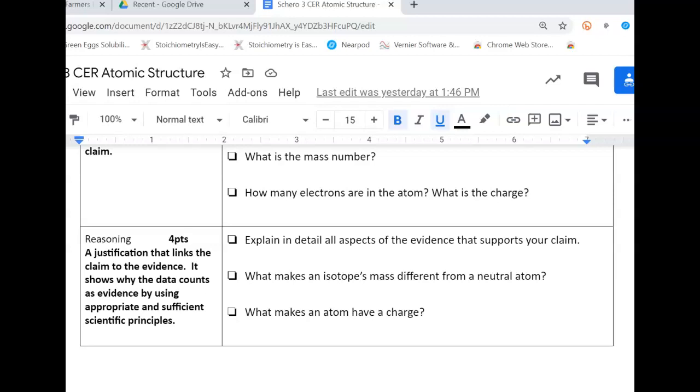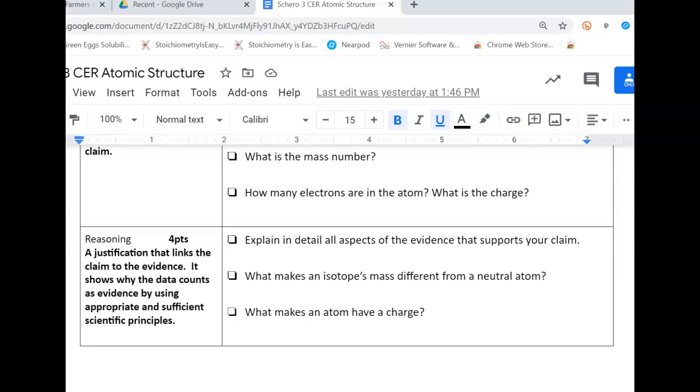I am going to determine that, in fact, I have 3 positive particles, protons, plus 4 particles with no charge, neutrons. When I add those together, I get 7. And that's why I've named it lithium-7. What makes an isotope's mass different from a neutral atom is that they have a different number of neutrons than there are in a normal atom.